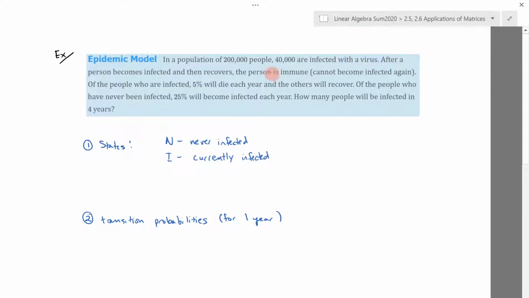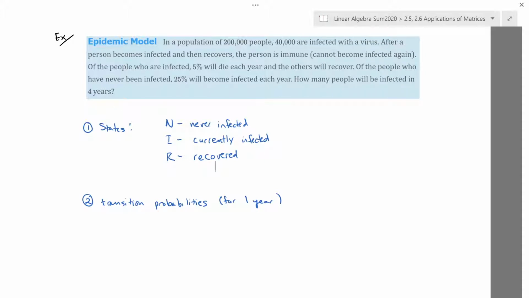So those are the initial states, but over time there are additional states, because here it says after a person becomes infected and then recovers, the person is still immune. So some people then recover from the virus. Let's put that as an additional state, R, to represent the recovered people. And also, some people who've been infected will die each year. So that's going to be another state of an individual in the population, the people who have died.